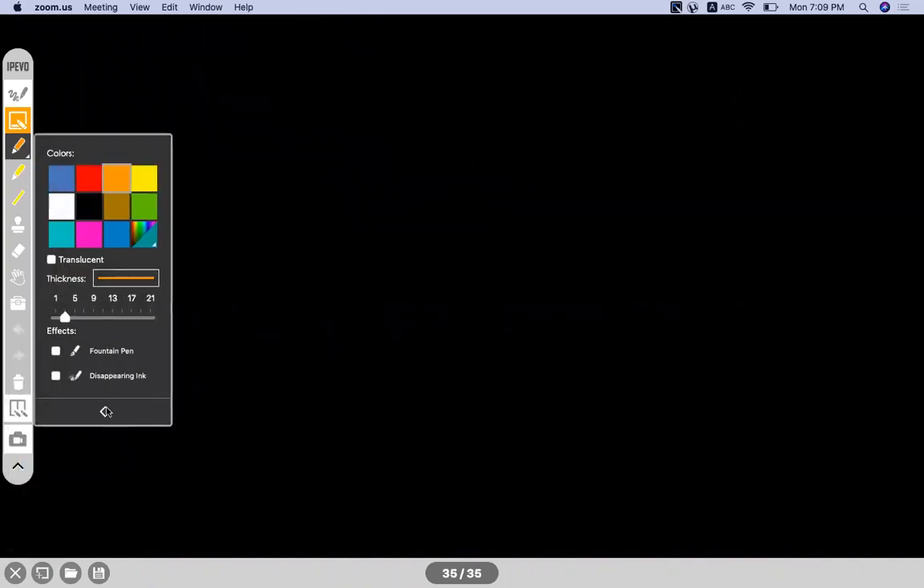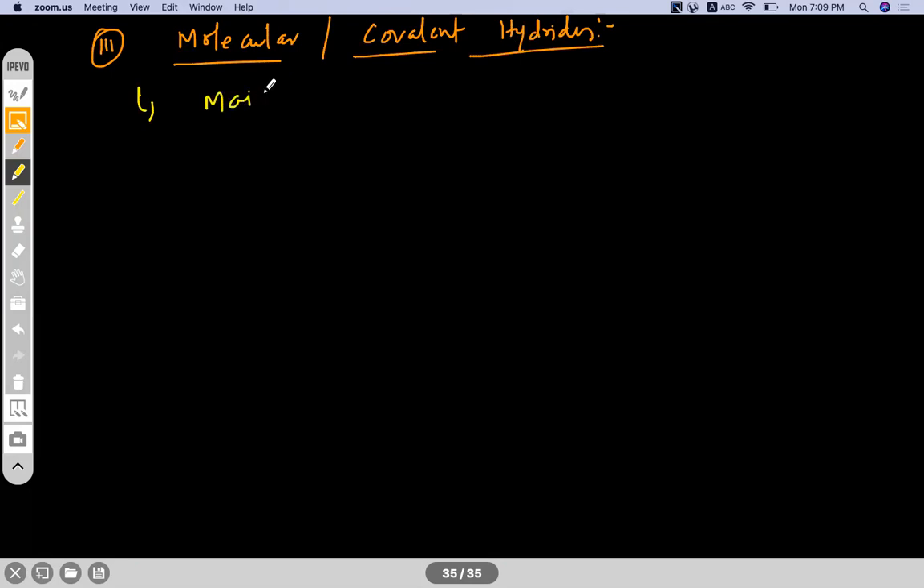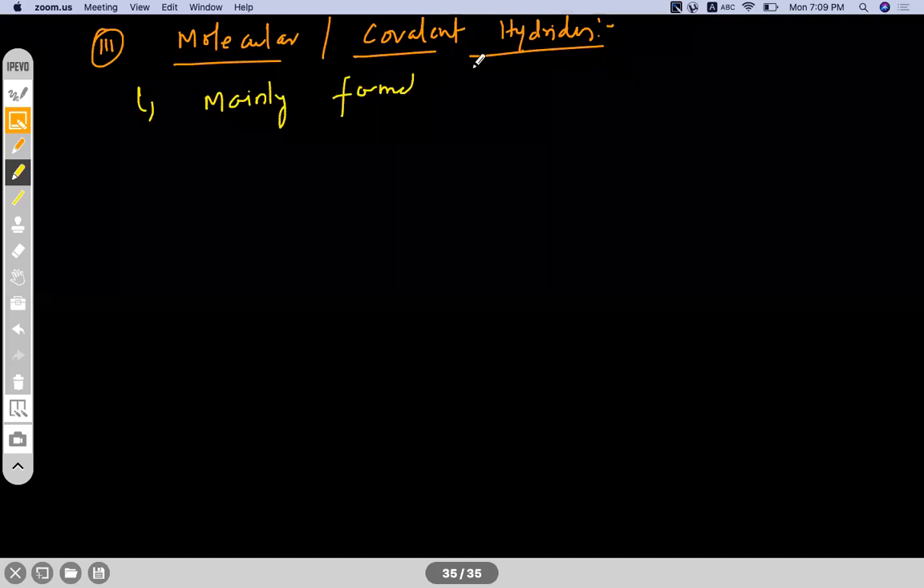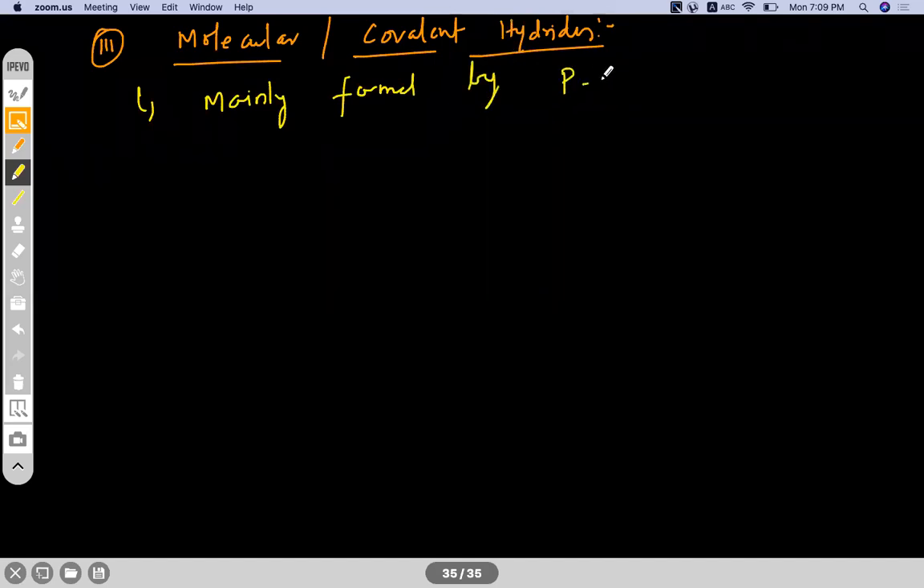Okay, the third type of hydride, you write down: molecular or covalent hydrides. Molecular or covalent hydrides are mainly formed by p block elements, like beryllium, magnesium. Magnesium belongs to the s block, but also forms these hydrides. It does not form ionic hydrides.